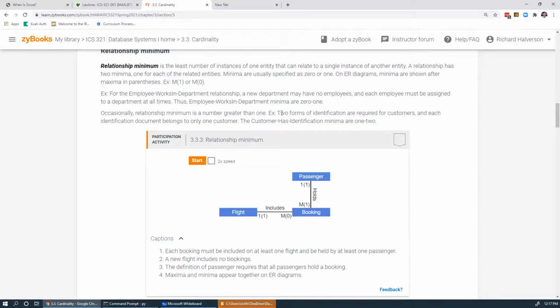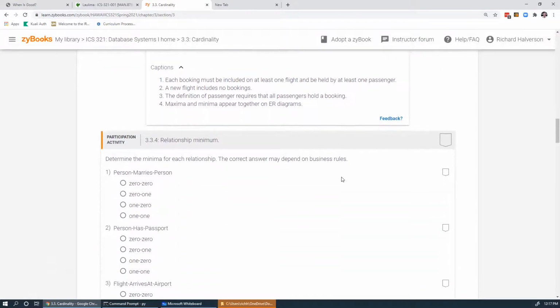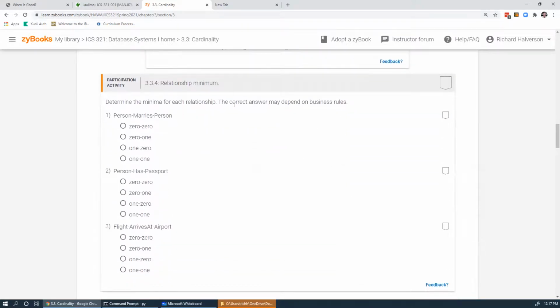Occasionally, relationship minimum is number greater than 1. 2 forms of identification are required for customers, and each identification document belongs to only one customer. All right. So you can look at this. Determine the minima for each relationship. Correct answer may depend on business rules. Person marries person. I don't know what the answer is. I'm going to try this.